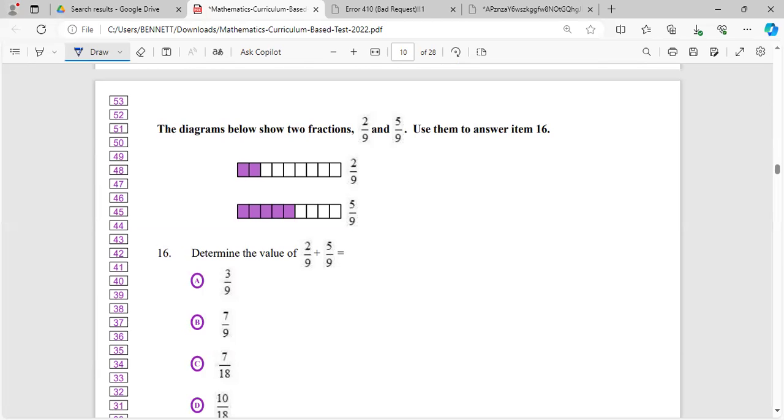So 2 over 9 plus 5 over 9 is the same as 7 over 9. Sir, that would be B. Yes, sir, 7 over 9. When the denominator is the same, we keep the denominator and we just do whatever with the numerator, whether add or subtract. So in this case, it's add, so it will be 7 over 9.